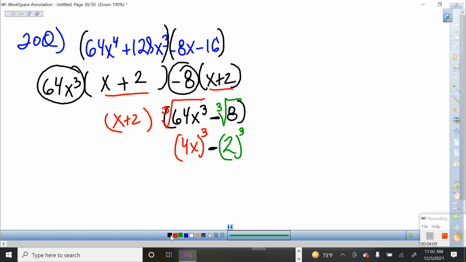Now you might be asking, Mr. Q, why do we need to write it like that? Because we're going to factor it using an identity. The identity that we're looking at is the difference of cubes, and it looks like this. I'm going to write it up here. x cubed minus y cubed, and the factors of that would be x minus y, times x squared plus xy plus y squared.